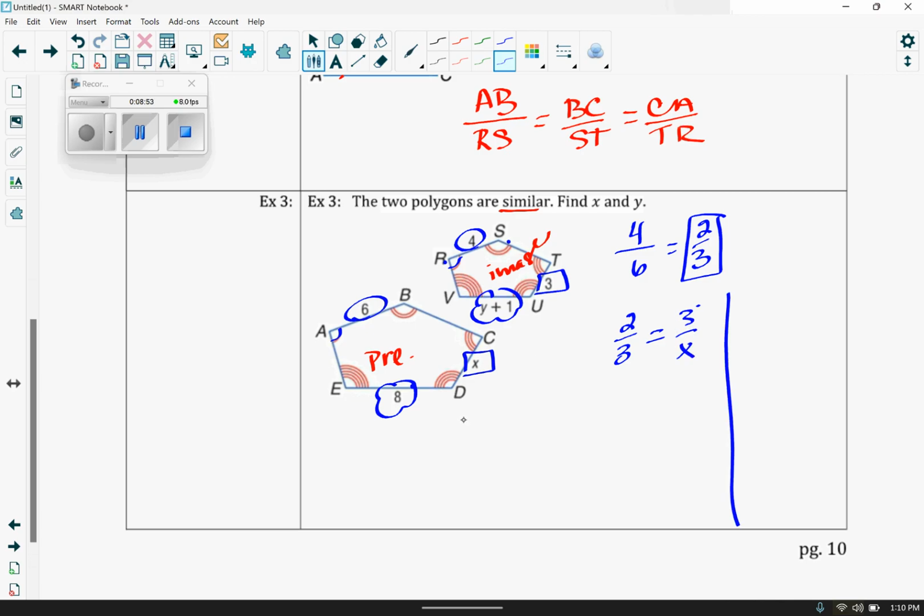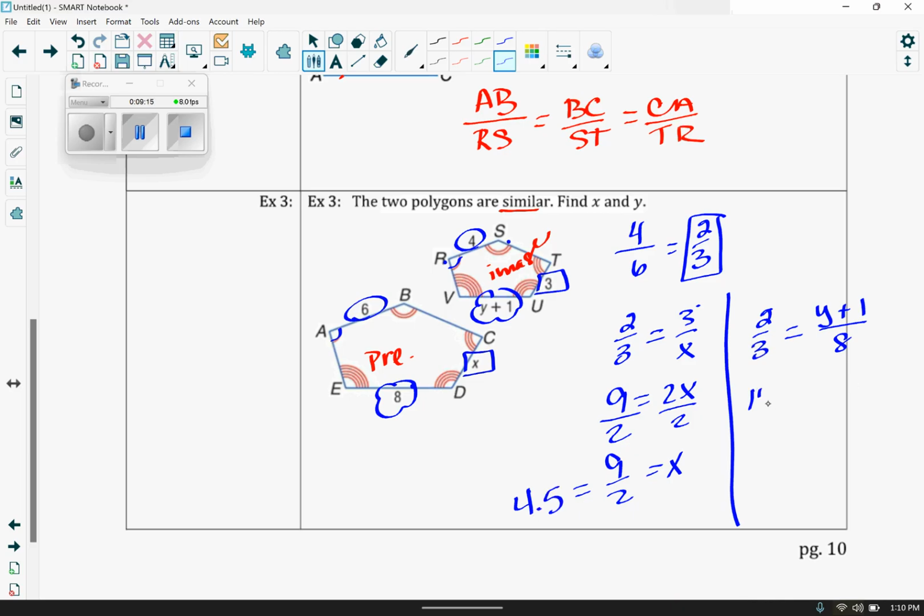And then I'm going to also set 2/3 equal to my Y plus 1 over my 8. Solve each of those. I get 9 equals 2x, divide by 2. X is equal to 9/2. If you want to put it into a decimal, it's going to be 4.5.